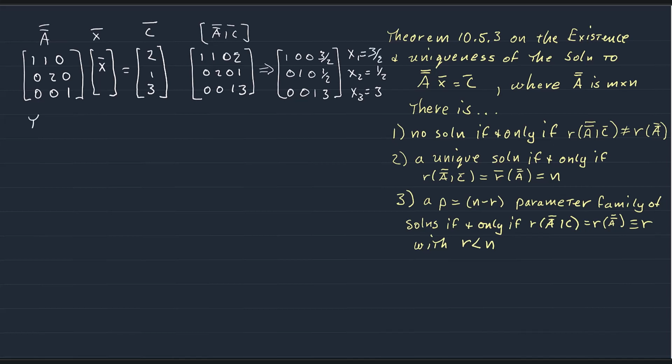So we know that the system is consistent. We found that the system is consistent, and it has a unique solution. This pertains to this part of the theorem. So we have a unique solution.